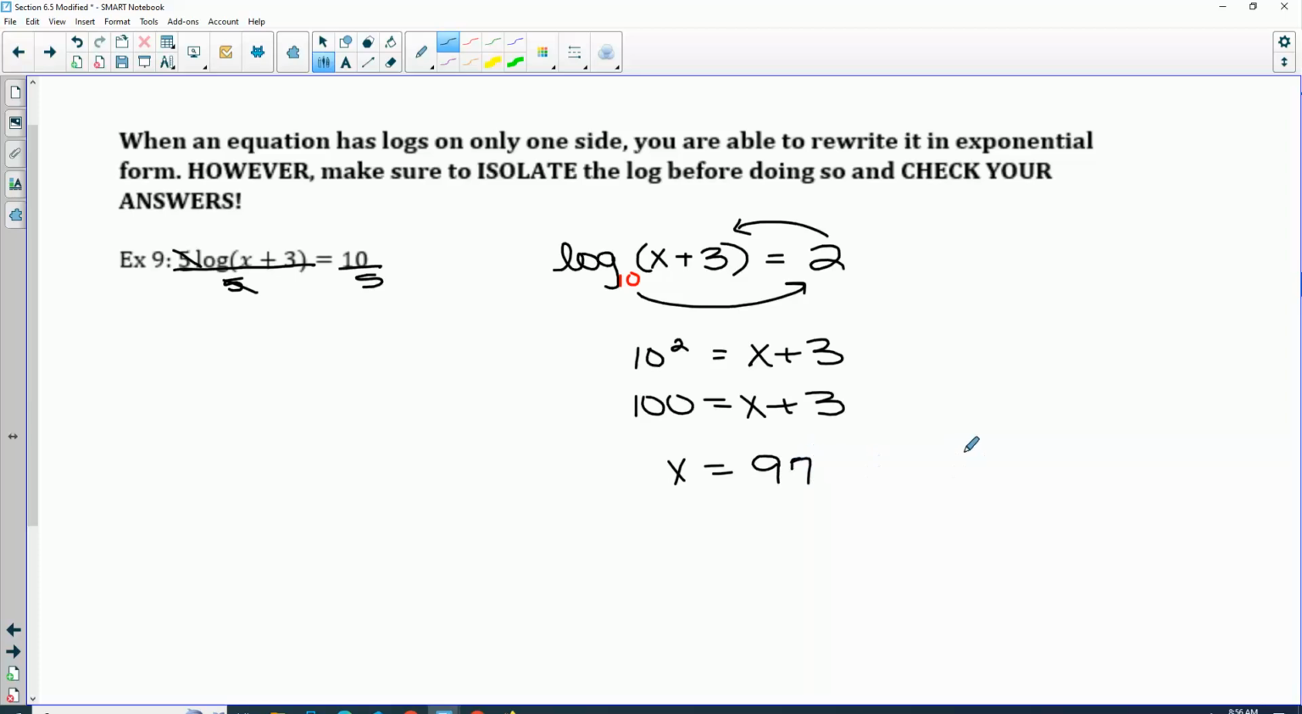You do need to do just a quick check at the end. Remember on logs, the argument has to be positive, so just make sure that it turns out to be a positive number. 97 plus 3 is positive, so we are good. You're just checking that you don't have a domain error. If it did give me a negative for my log, what would my answer be? No solution. So if you check it and it makes that argument negative, you just say no solution.